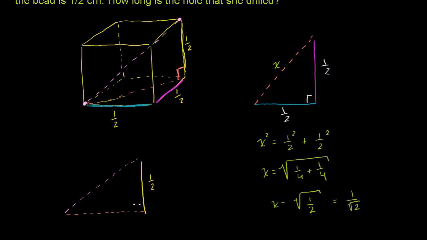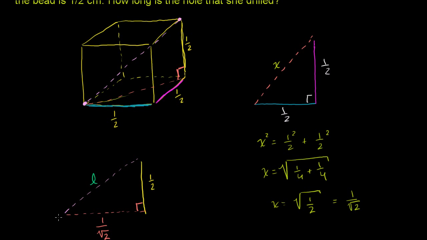This side over here, it is a right angle. We just figured out this length. It is 1 over the square root of 2 centimeters. Now, to figure out the length of the hole, we can apply the Pythagorean theorem again. Let me say h for hole, length of hole. Actually, even better, let's say L for length.